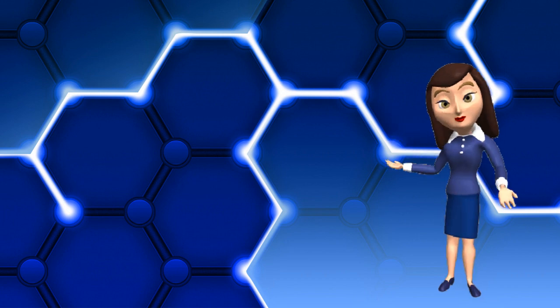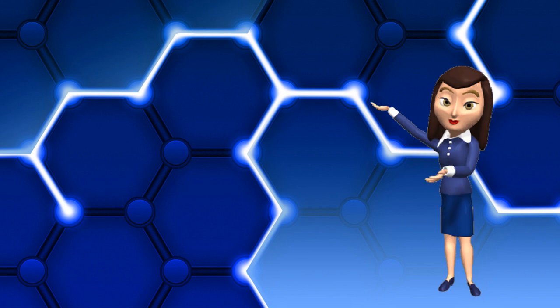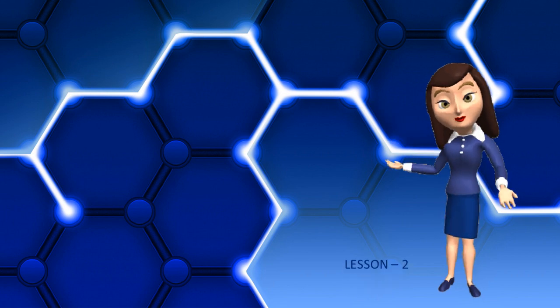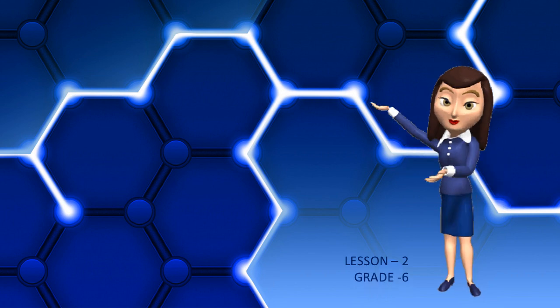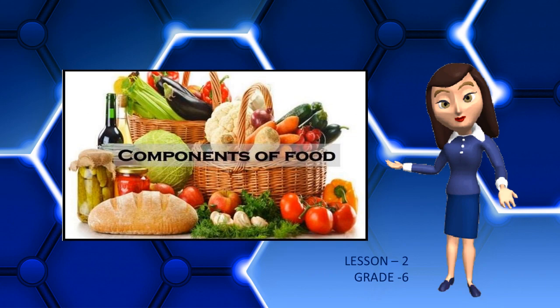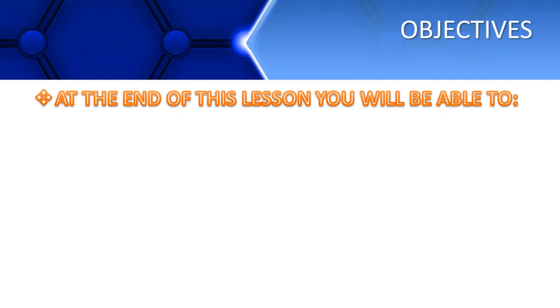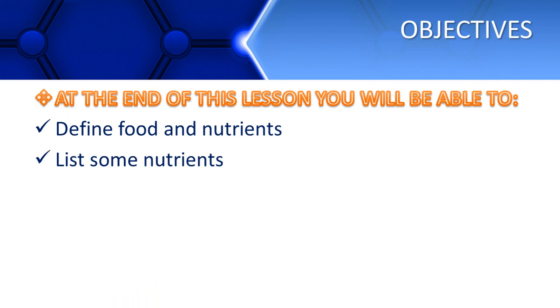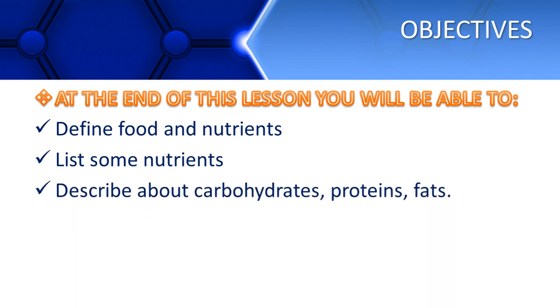Today we are going to see the second lesson from the NCERT science book of grade 6, and the name of the lesson is Components of Food. At the end of this lesson, you will be able to define food and nutrients, list some nutrients, and describe carbohydrates, proteins, and fats.